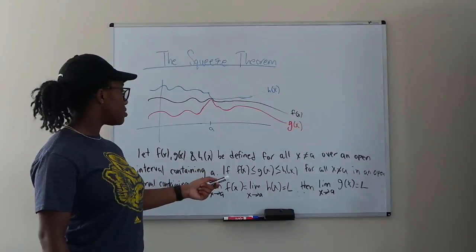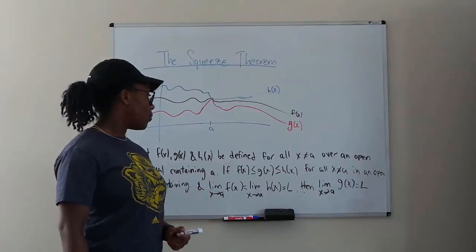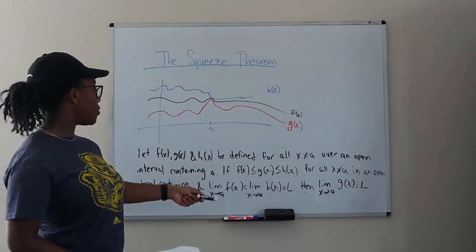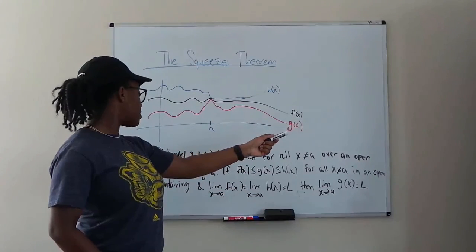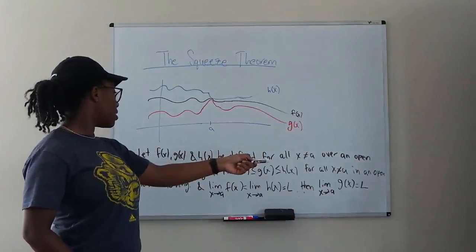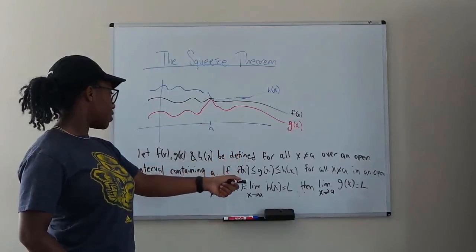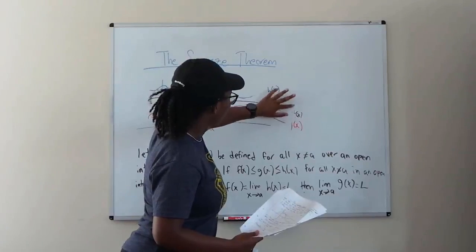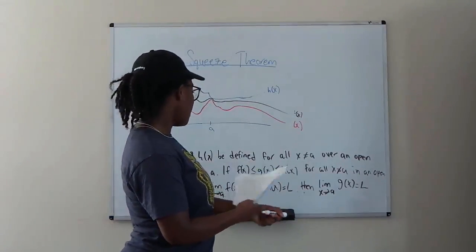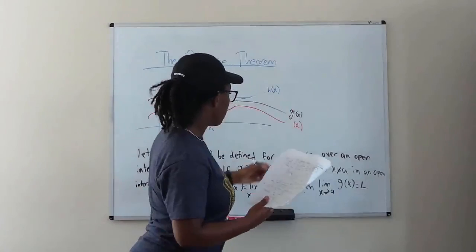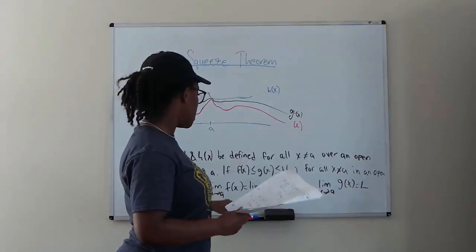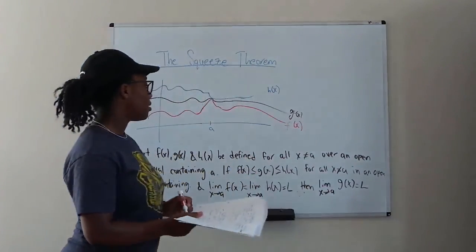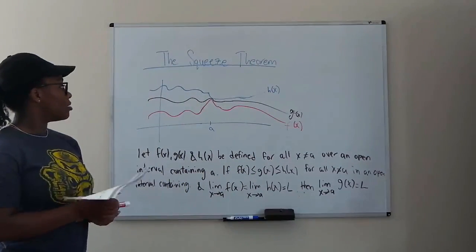And so f of x needs to be less than g of x, which needs to be less than or equal to h of x. And then it's saying if we know that the limit of f of x is equal to the limit of h of x. No, I did have it right the first time. My bad. We're going to switch these back. Sorry. So, if we know that the limit of f of x is equal to the limit of h of x, then we know that the limit of g of x is equal to L.